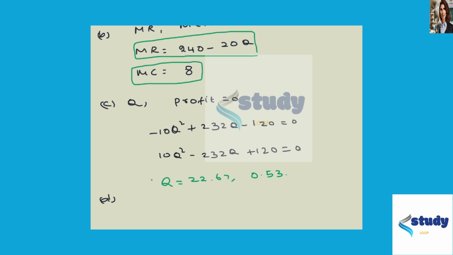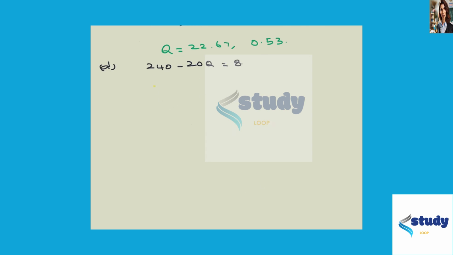For part D, profit is maximized when MR is equal to MC. So, we get the maximum profit when 240 minus 20Q is equal to 8. So, 240 minus 8 is equal to 20Q. So, Q is equal to 11.6. Since the number of t-shirts cannot be a decimal or fraction, we need to round it off to Q is equal to 12.